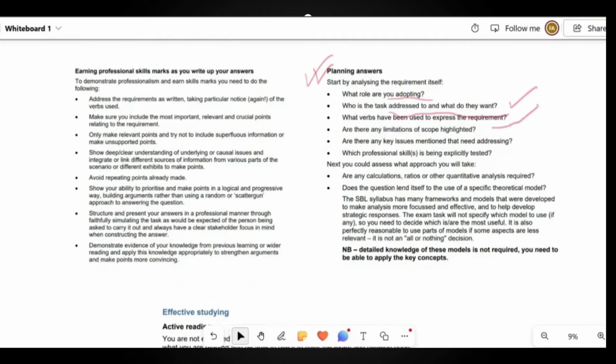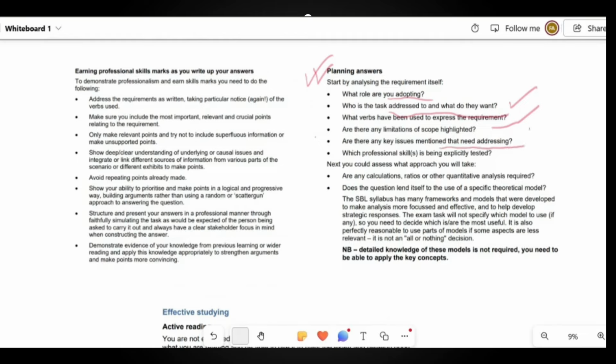You have to understand the requirements, then apply your book knowledge, then apply your scenario knowledge, and whatever information is in the scenario you have to put into your answer plan. Is there any limitation of scope highlighted? These limitations will also be there for highlighted topics. Are there any issues mentioned that they are addressing?